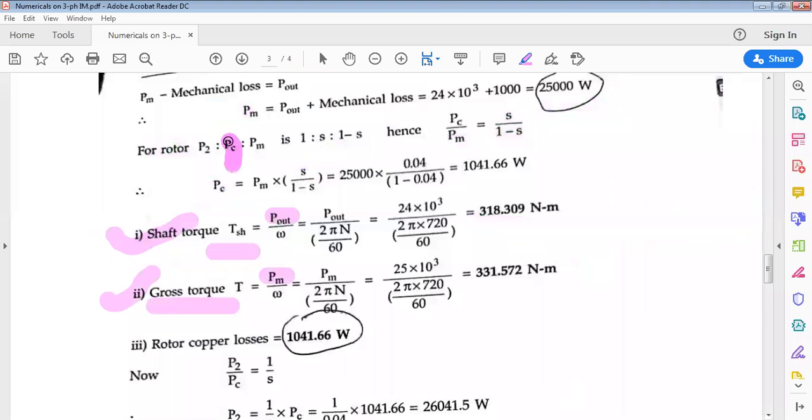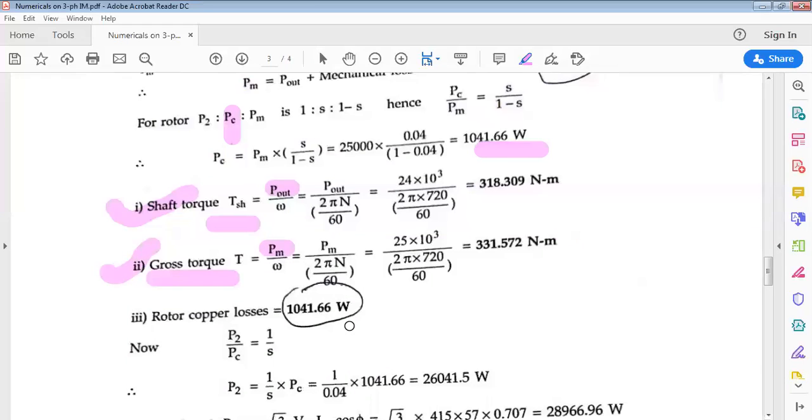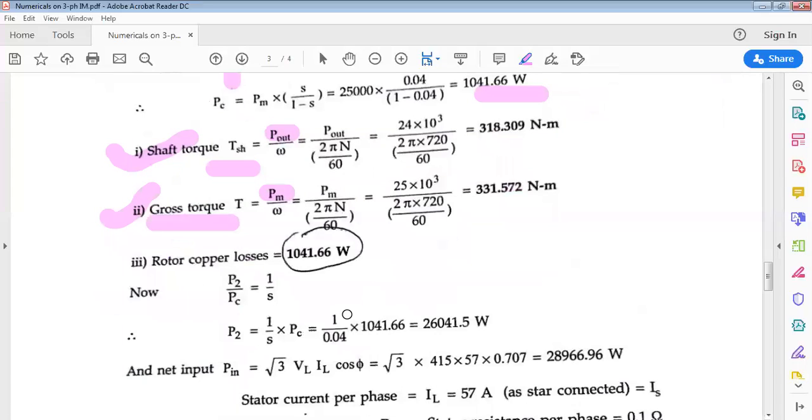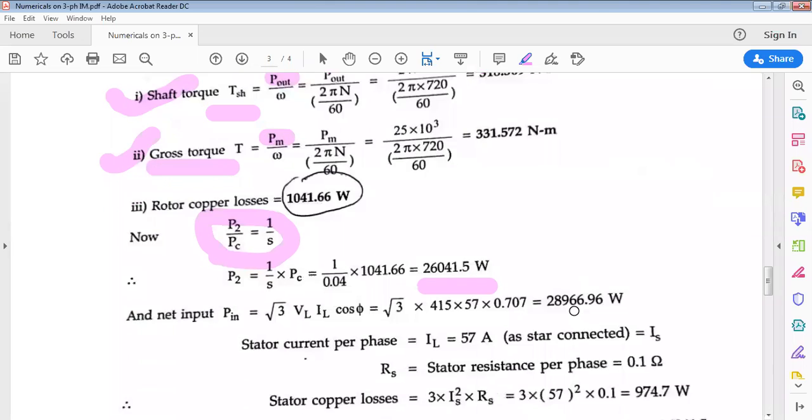Next, the rotor copper loss we know. So using this, you can calculate the rotor input. Use this: P2 : PC is 1 by S. So using this, you can calculate the rotor input. Now, stator input also you can calculate: root 3 VL IL cos phi. All parameters are given, VL, IL given, cos phi given. Now, up to this, has everyone got it?